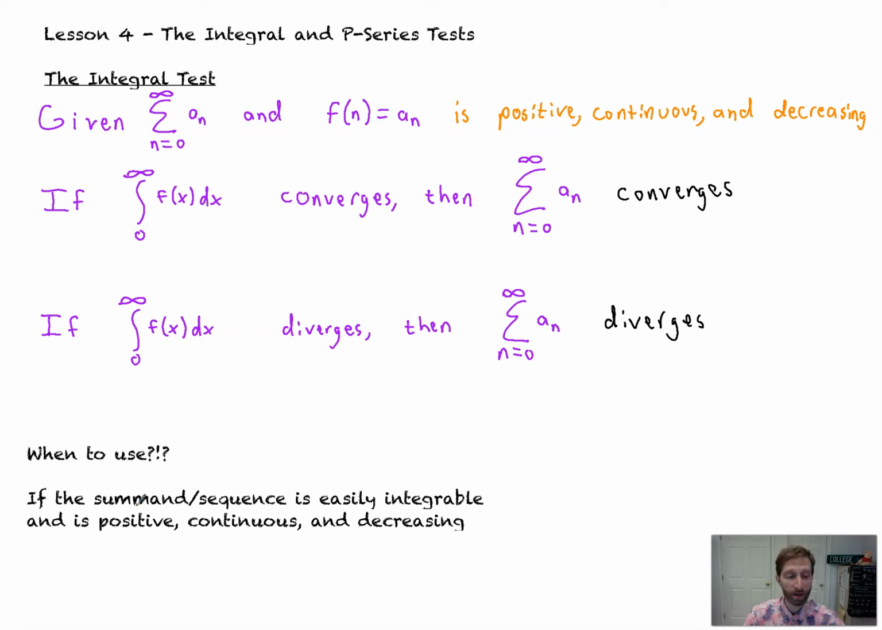So when do we use it? If your summand, a sub n, or the sequence, is easily integrable, you look at it and think, I could integrate this thing, and it's positive, continuous, and decreasing, then you know the integral test is a good one to use. I don't use this very often unless I'm looking at my summand and it's very integrable and I have no other test that works. Or if I've got some kind of problem where an integral's involved, and it's very clear that whoever gave me the test wants me to use the integral test. That's about when I use it.